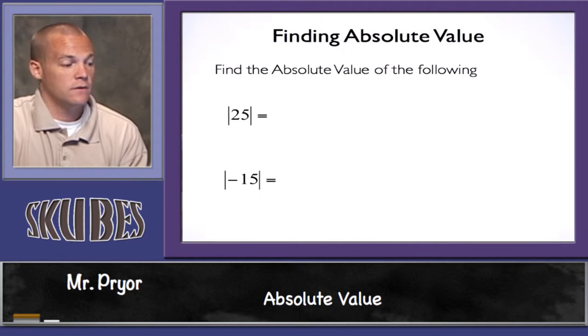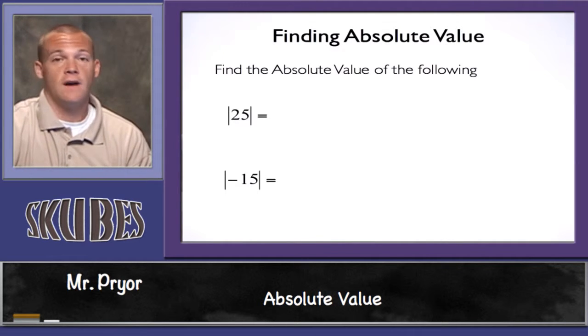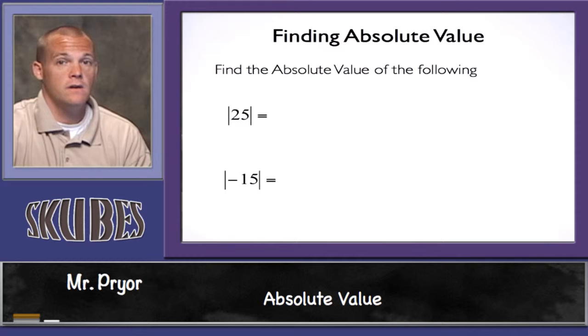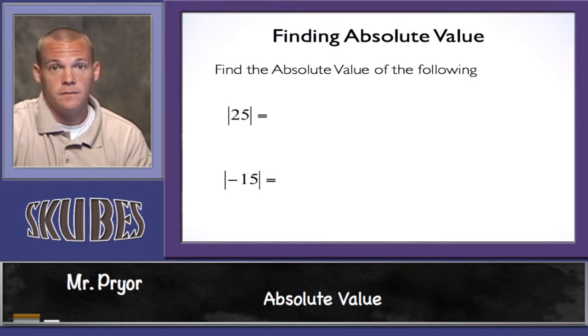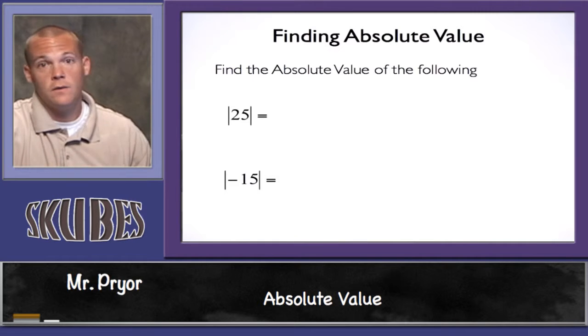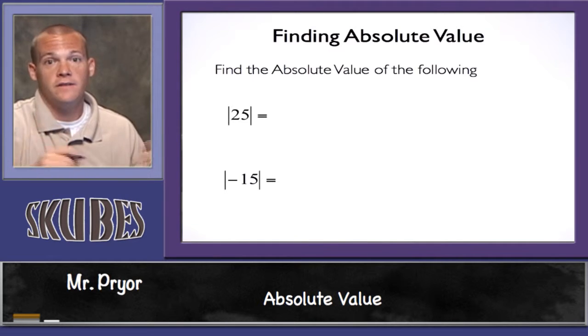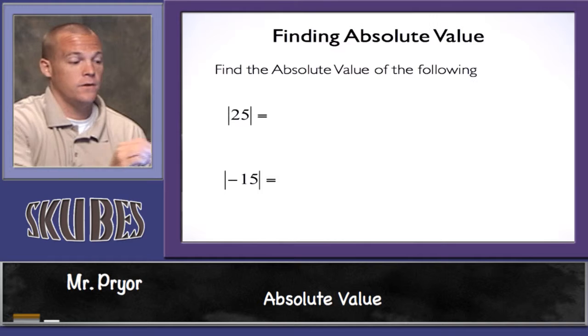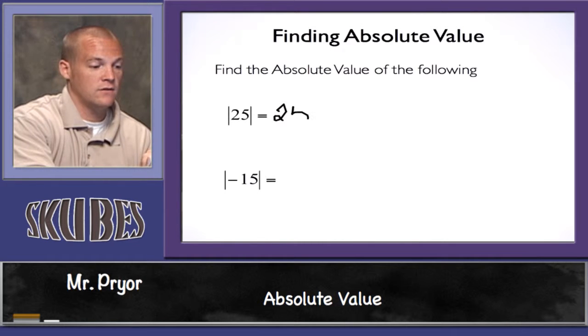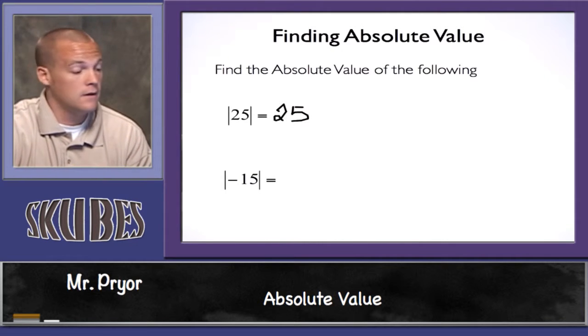So find the absolute value of the following. The absolute value of 25. Again, what they're asking you here in general terms is simply how far is 25 from zero. So again, if you were just simply counting 25 on your fingers, how many places would it take you to get there? Well, hopefully you would say 25. So your answer to that would be 25.